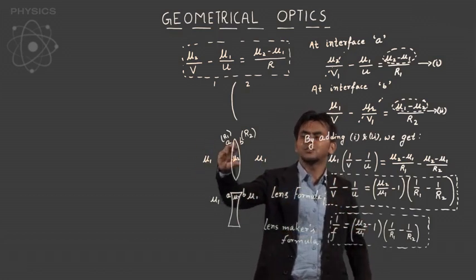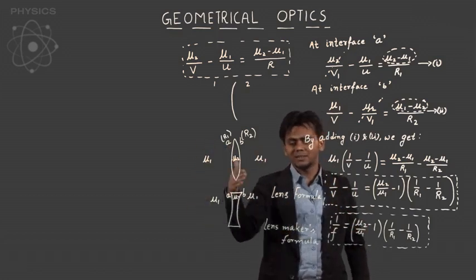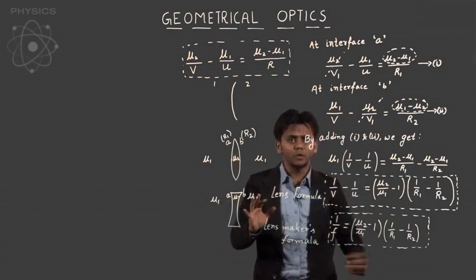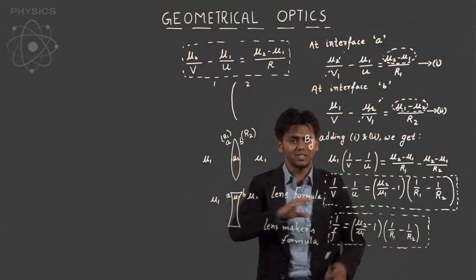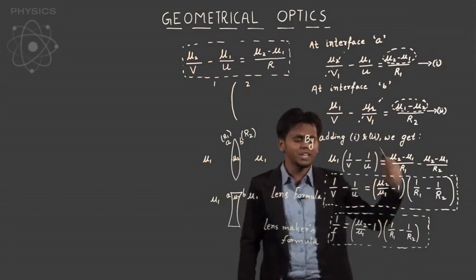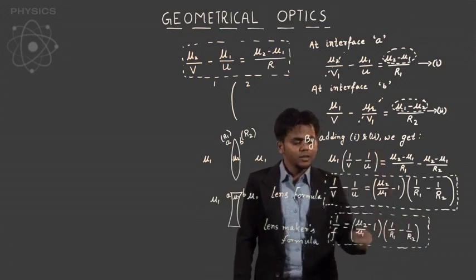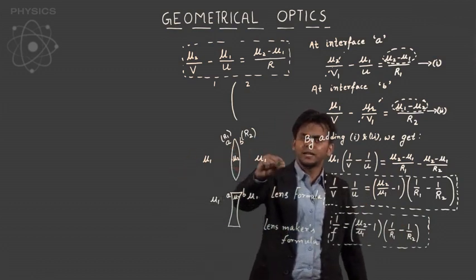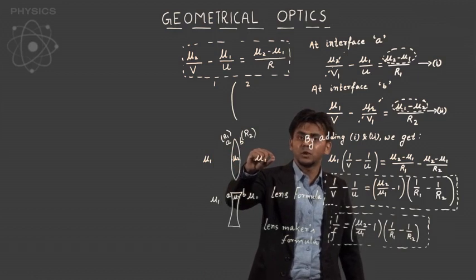If parallel rays are actually meeting, it could happen in this situation or this situation. Geometry is not important. That's what the idea of this equation is. It's a combination of geometry and refractive indices. So if parallel rays actually meet, that's converging. So focal length has to be positive.